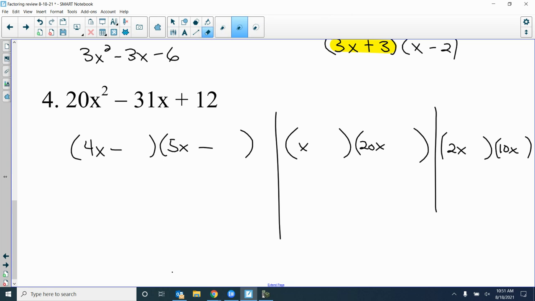All right, see what you come up with. I will give you a hint: 4 and 5 are correct. That is part of the final answer. Let's see what you come up with.